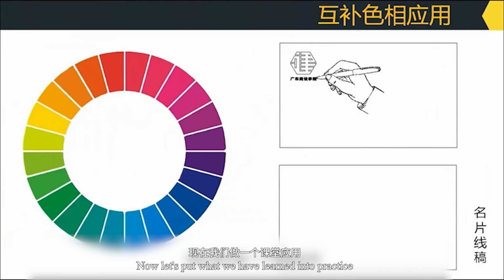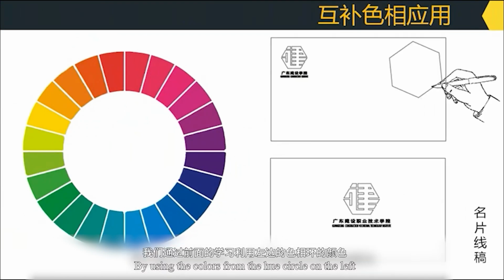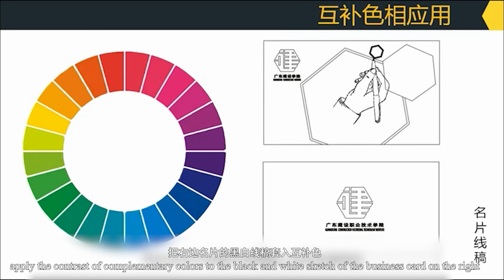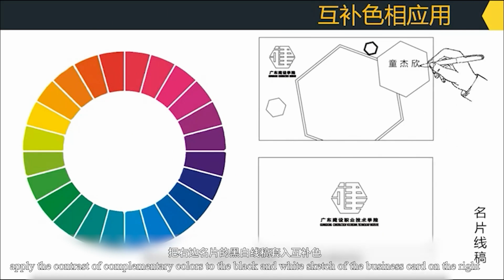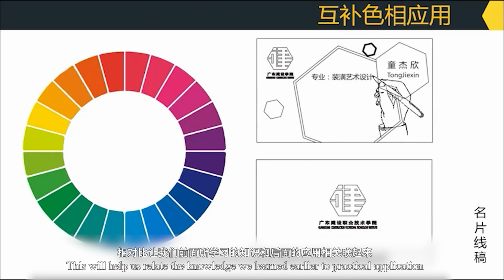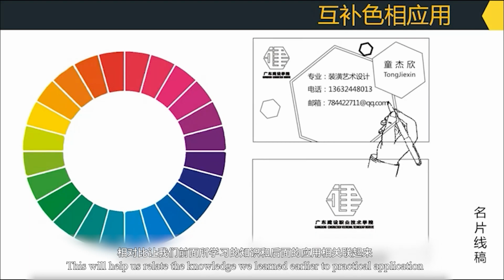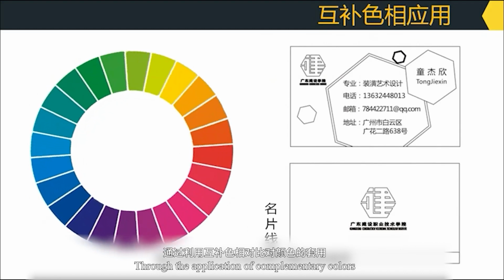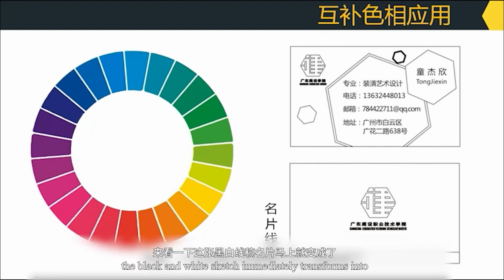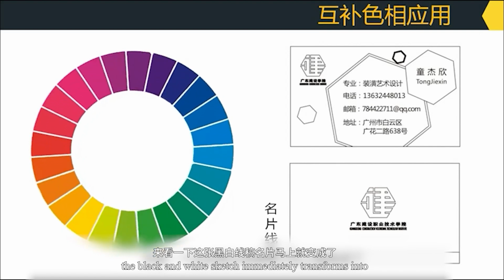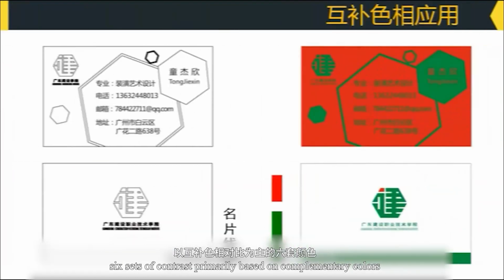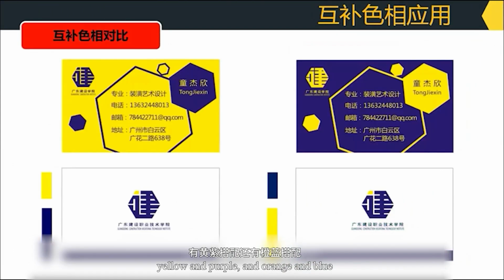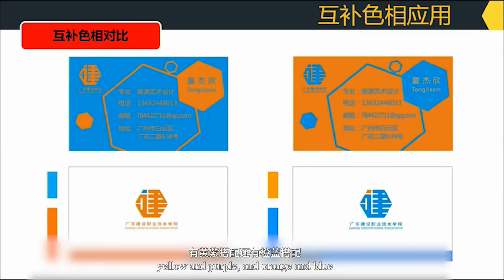Now let's apply what we have learned into practice. By using the colors from the hue circle on the left, apply the contrast of complementary colors to the black and white sketch of the business card on the right. This will relate the knowledge we have learned earlier to practice application. Through the application of complementary colors, the black and white sketch immediately transforms into 6 sets of contrasts, primarily based on complementary colors, including red and green, yellow and purple, and orange and blue.